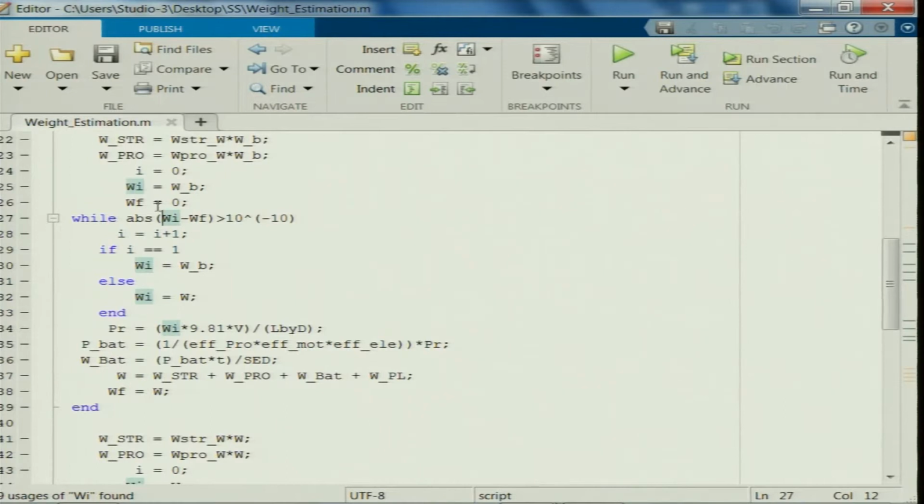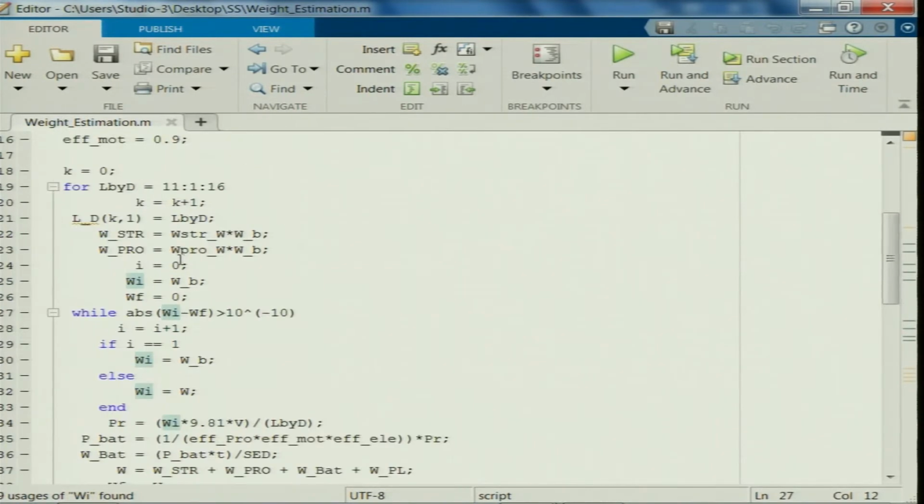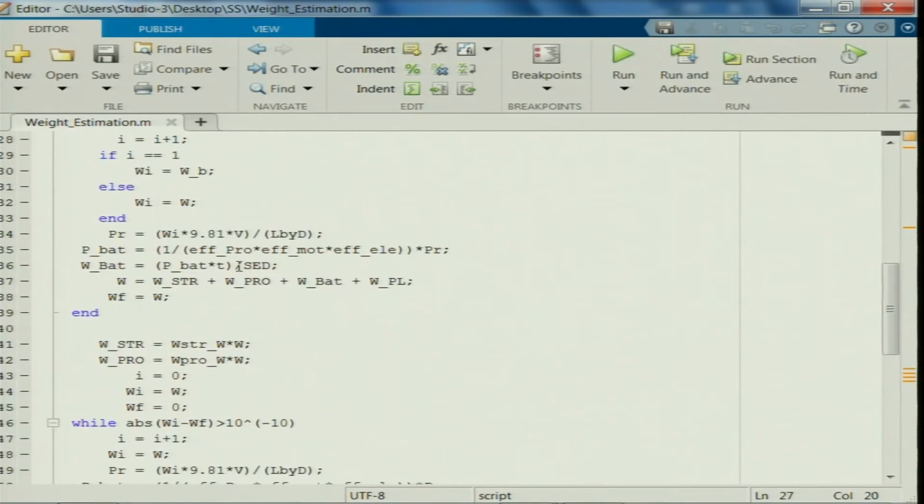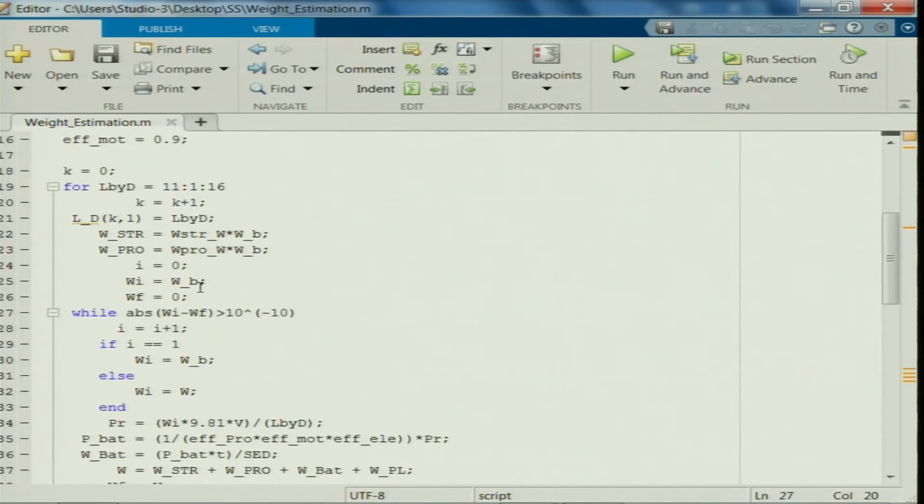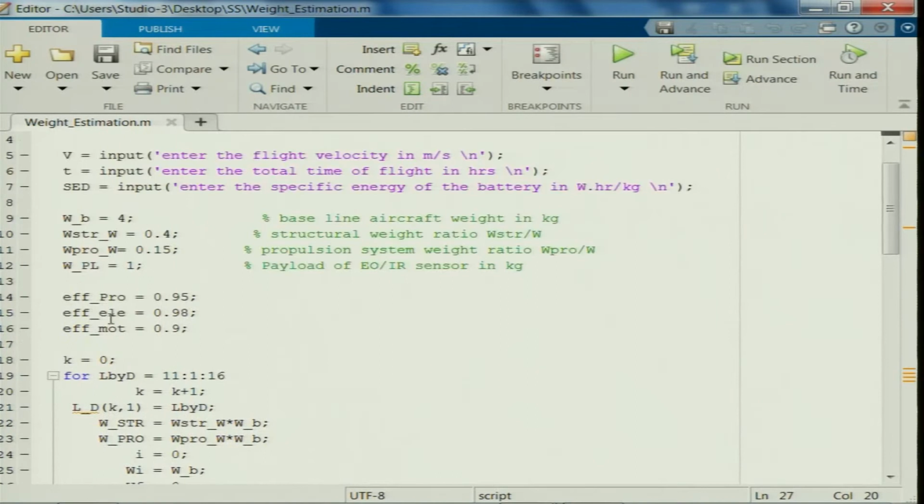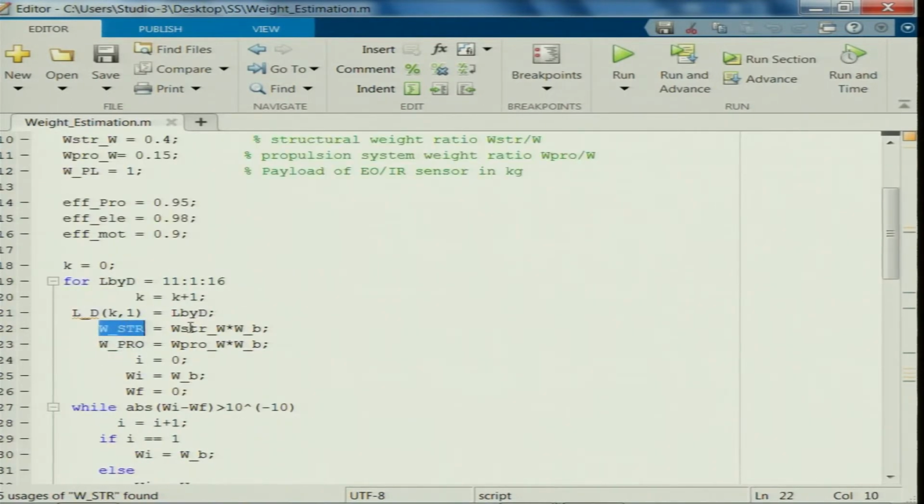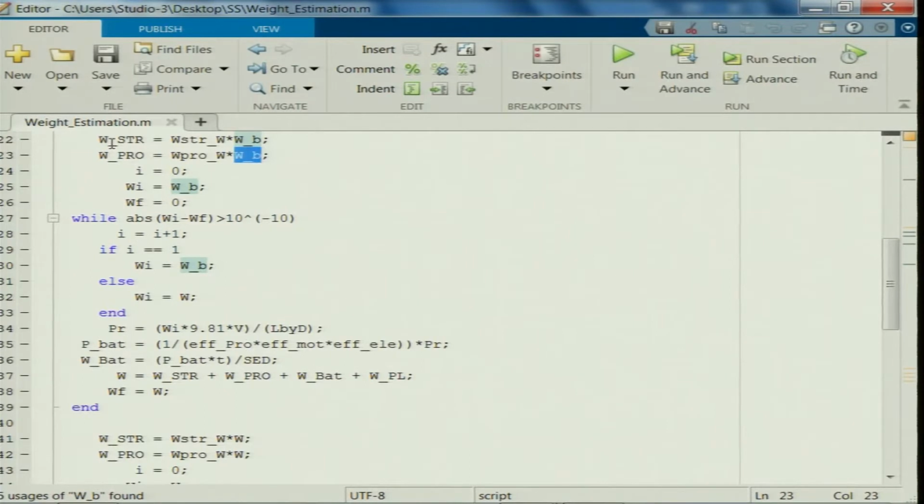So, the previous weight will be the baseline aircraft weight for the first iteration, and then we compared the error and checked if it is less than 10 power minus 10. If so, the code will stop. During this first while loop, we updated the battery weight and the overall weight, but the structural weight and propulsion weight are estimated using weight fractions. Of course, we keep the weight fractions the same throughout this process, but they were based upon the initial baseline aircraft weight. Now, the need is to update them to the current aircraft weight.